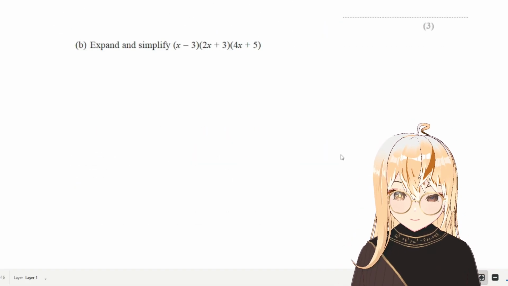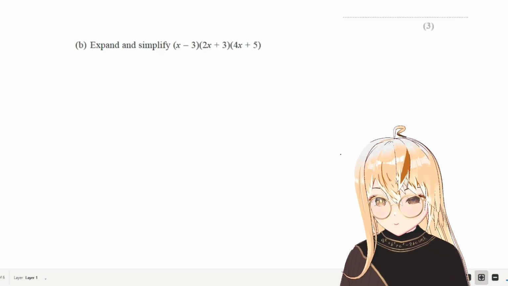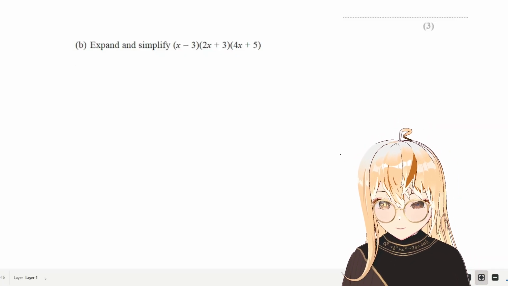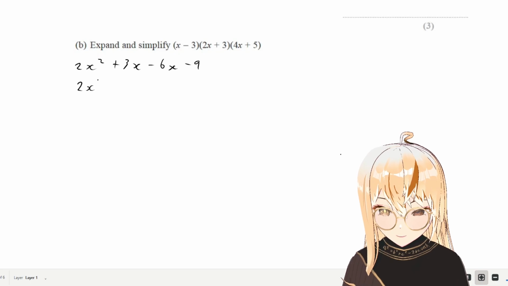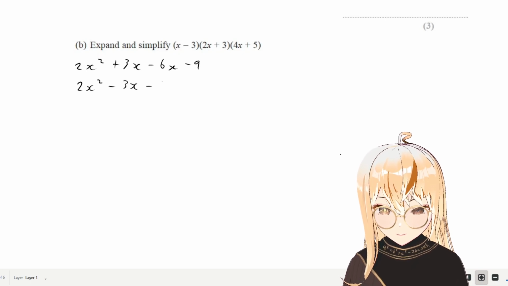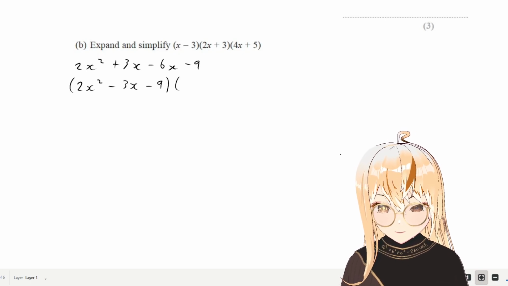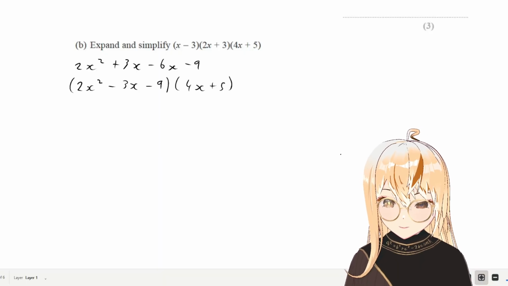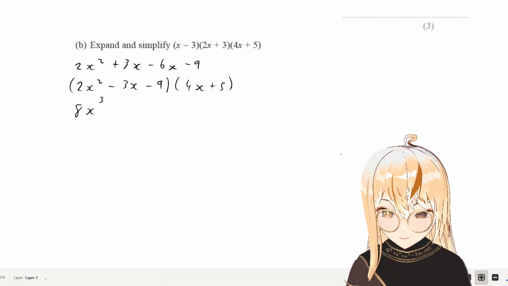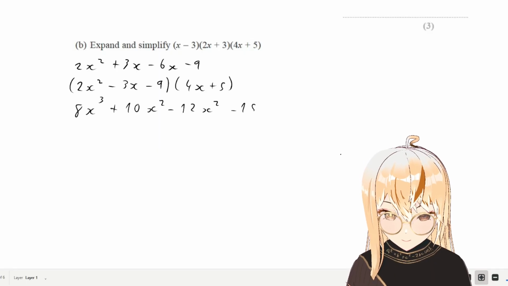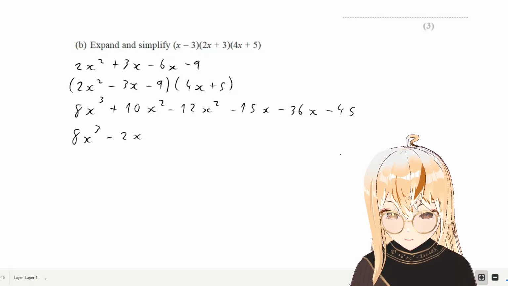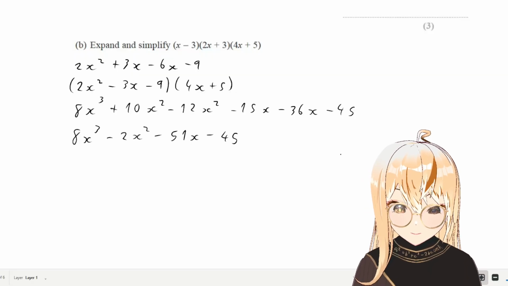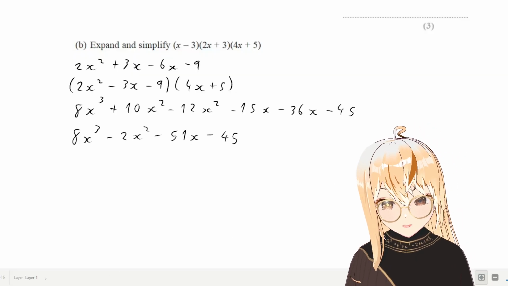So part B, we've got another triple bracket. Let's just work step by step. x times 2x, 2x squared, plus 3x, minus 6x, minus 9, 2x squared, minus 3x, minus 9. Put that in our big bracket. Expand the new double bracket. And collect our like terms. And these are some pretty big coefficients, but, well, yeah, that's how it is.